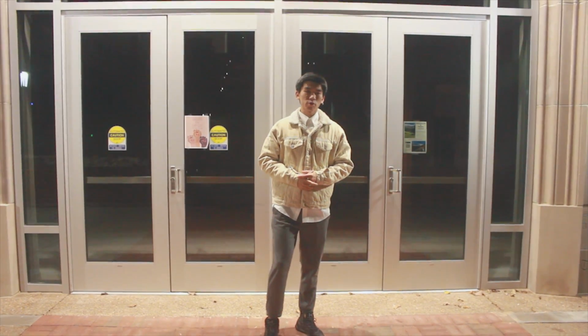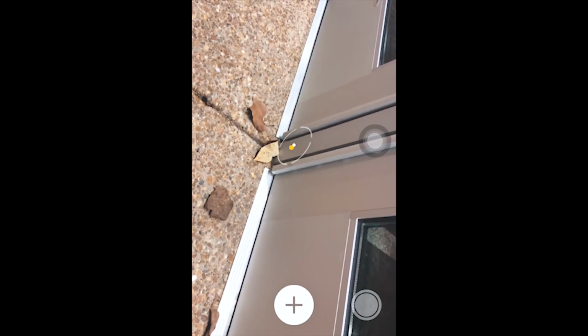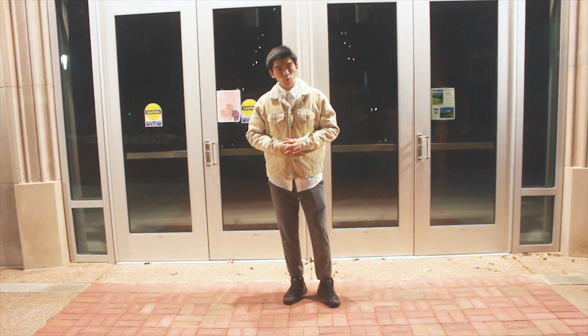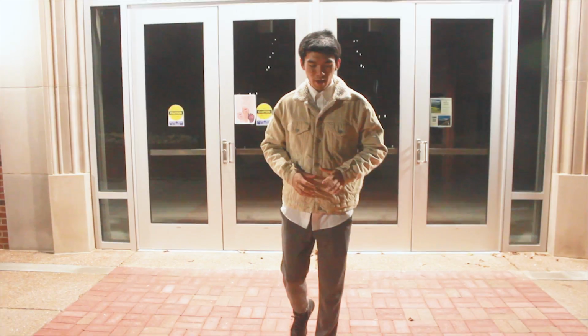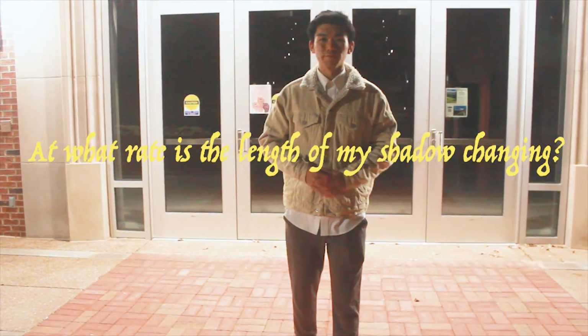I'm in front of the Probasco Academic Center. The light on the door casts a shadow on the ground. I'm 1.83 meters tall, and the light is roughly 3 meters above the ground. While I'm walking at a rate of 1 meter per second for 3 seconds, 1, 2, 3. At this moment, at what rate is the length of my shadow moving?